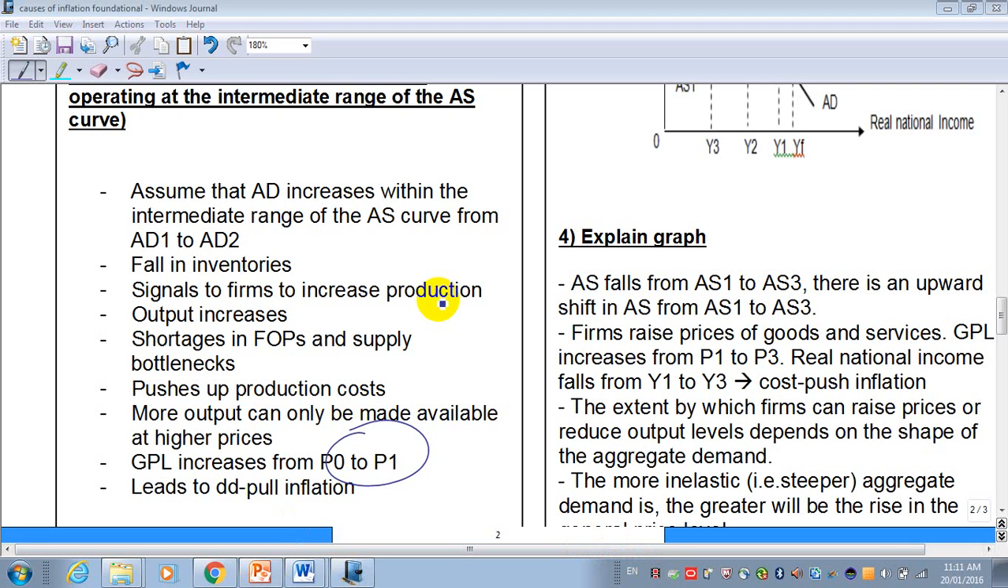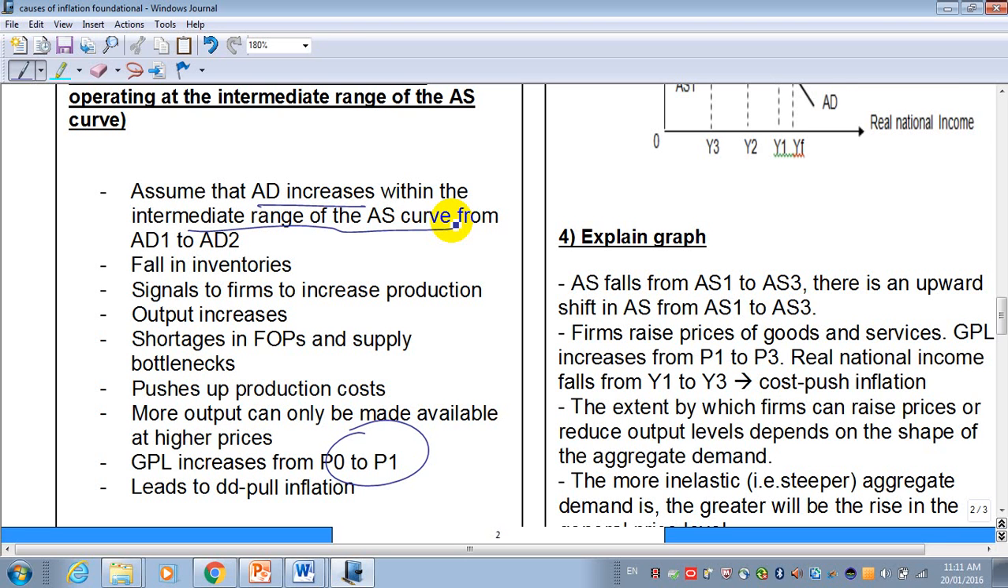Now, assume that AD increases within the intermediate range of the AS curve. Okay? It cannot be Keynesian. It has to be intermediate or classical. Here I choose intermediate. Because if it's Keynesian, the GPL will not increase. If AD increases within the Keynesian range of the AS curve, the GPL will not increase. Okay? So think about it. I'm going to explain now.